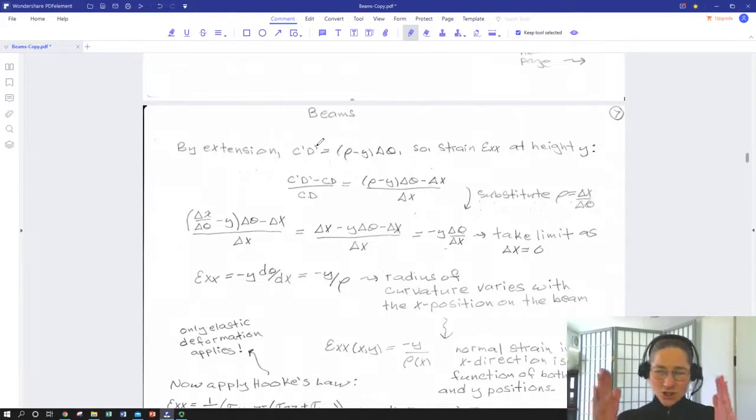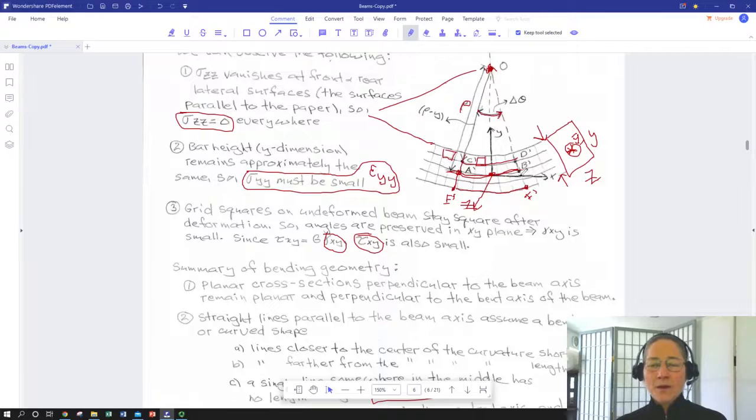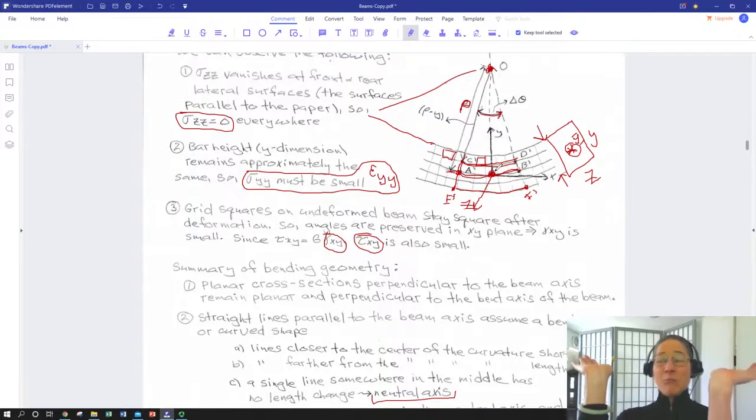So we're going to go back to that shortened section, C prime, D prime, the one that was up on the concave section of the beam. We can define the length A prime, B prime as rho, our radius of curvature, times delta theta, and we can define C prime, D prime as rho minus y, since C prime, D prime is at a distance y from the neutral axis. Remember our coordinate center is right here on the neutral axis. So C prime, D prime is at some y distance above the neutral axis, closer to the center of curvature.